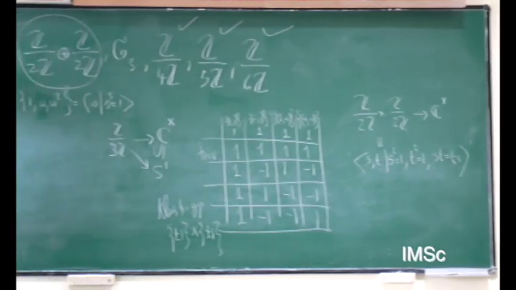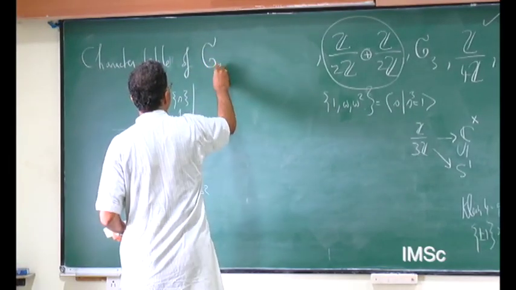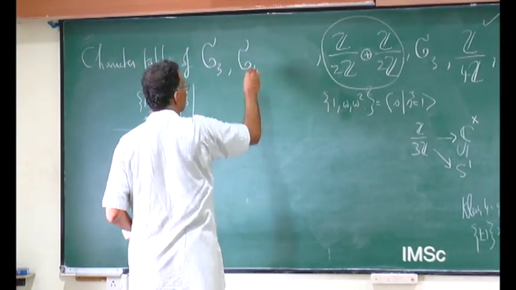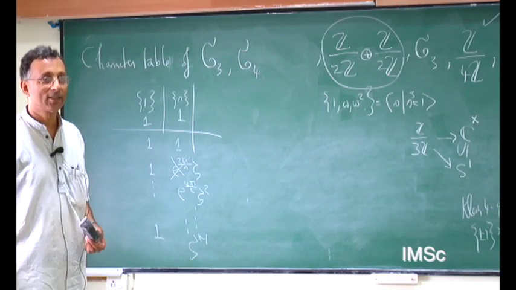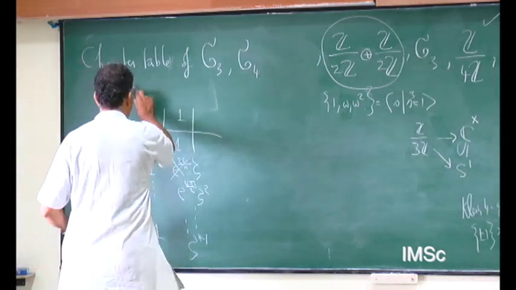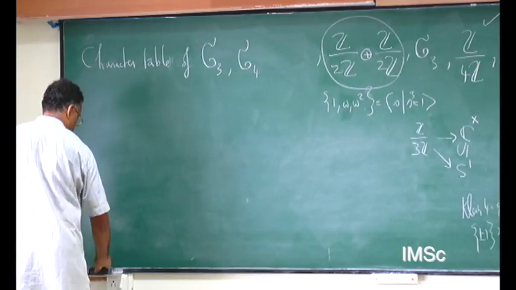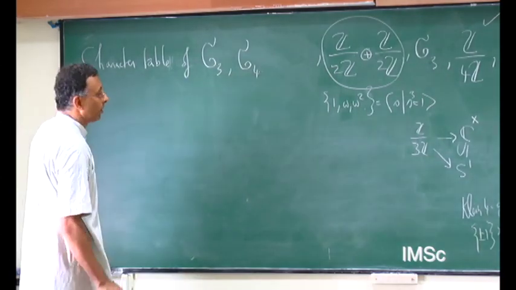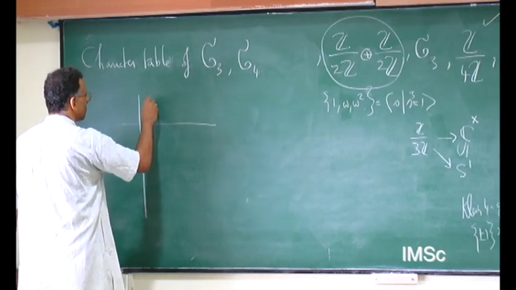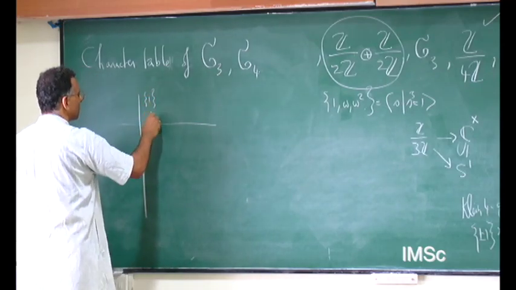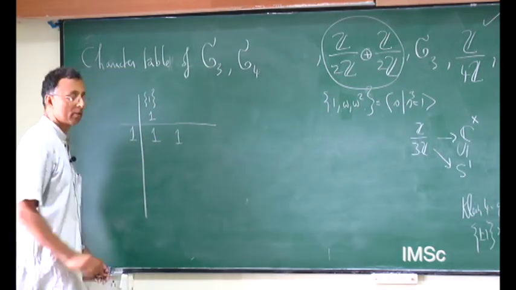So let me erase everything. Character table of S3. Maybe S4 as well. At least let's get started on it. So let's start. The trivial representation: the vector space has dimension 1. The trivial representation always has dimension 1, otherwise it won't be irreducible.